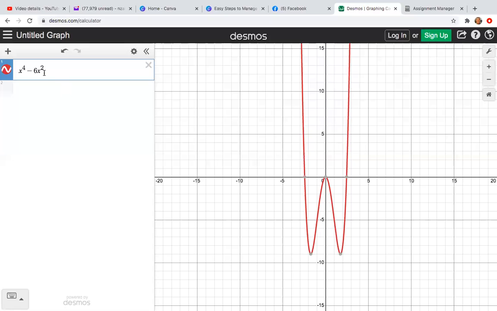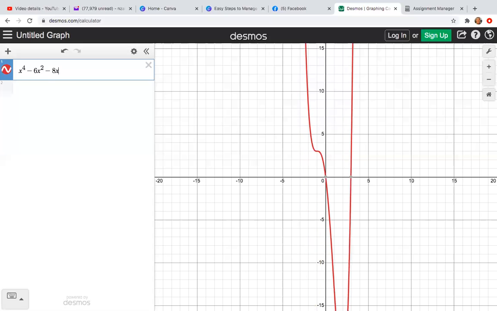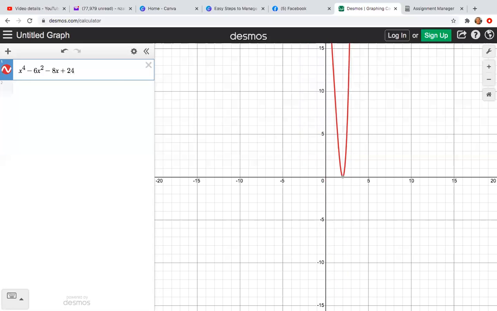Now, I'm still not done typing the problem, so I'm going to go back over here and continue typing the problem. -8x. You see how the graph is changing, guys? And then plus, did I put the plus? No, that's not a plus. Plus 24. Shazam, there's my graph.